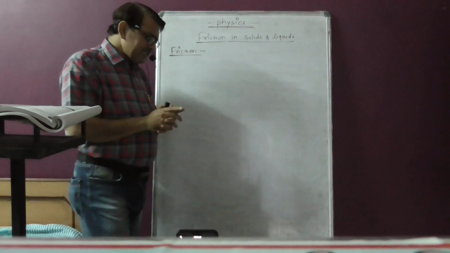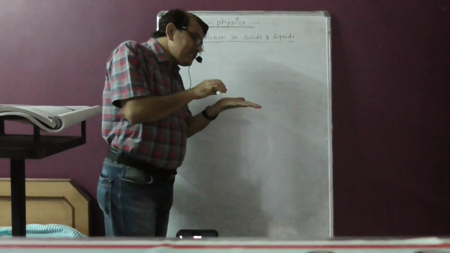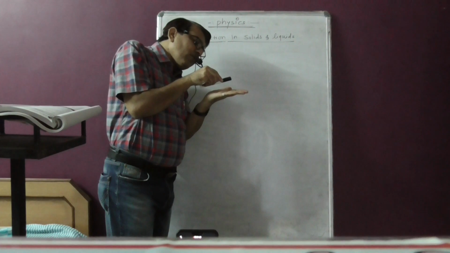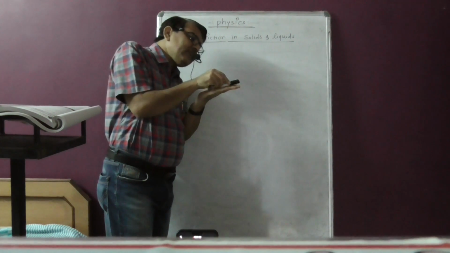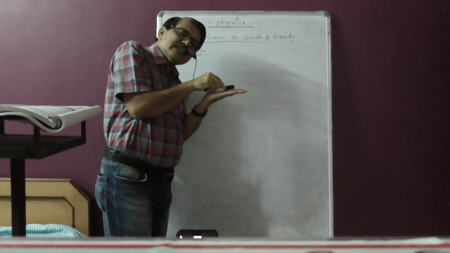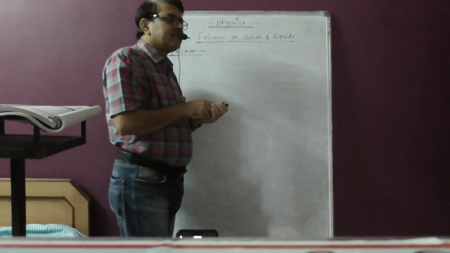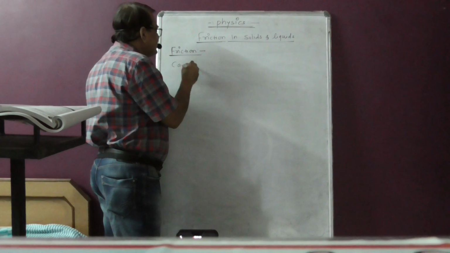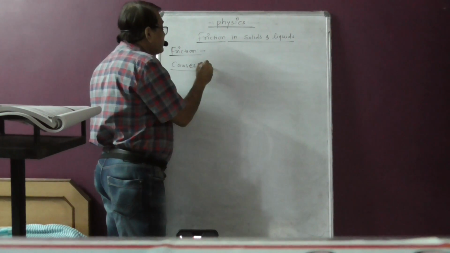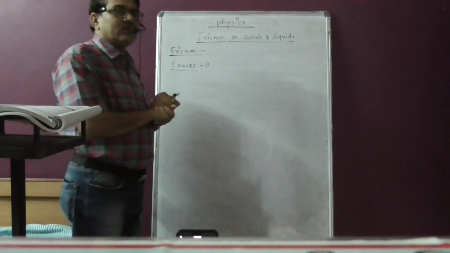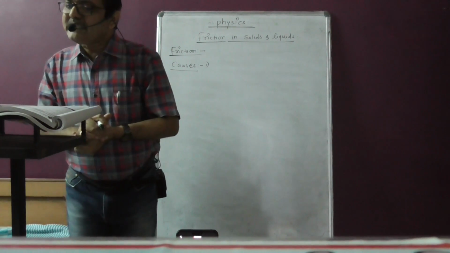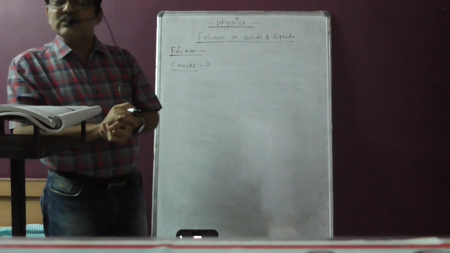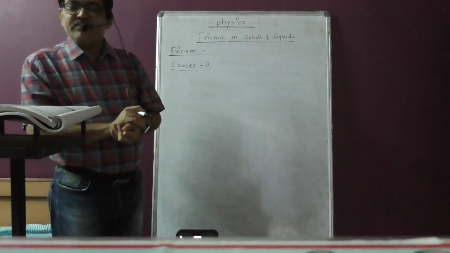Then the question arises: suppose one body is moving over another body, why does the force of friction oppose the relative motion between the two surfaces in contact? So what is the cause of friction? Why does this happen? Basically, there are two causes. The first cause is roughness of surfaces.